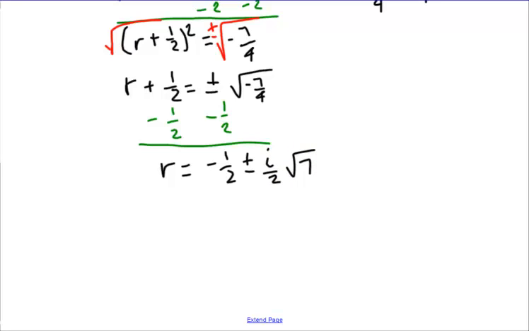Where'd the 2 come from? Right here. The square root of 4 is 2. So my final answer is this guy. And you could see it written this way, or you may even see it written like this. Okay, both of these are the exact same answer.